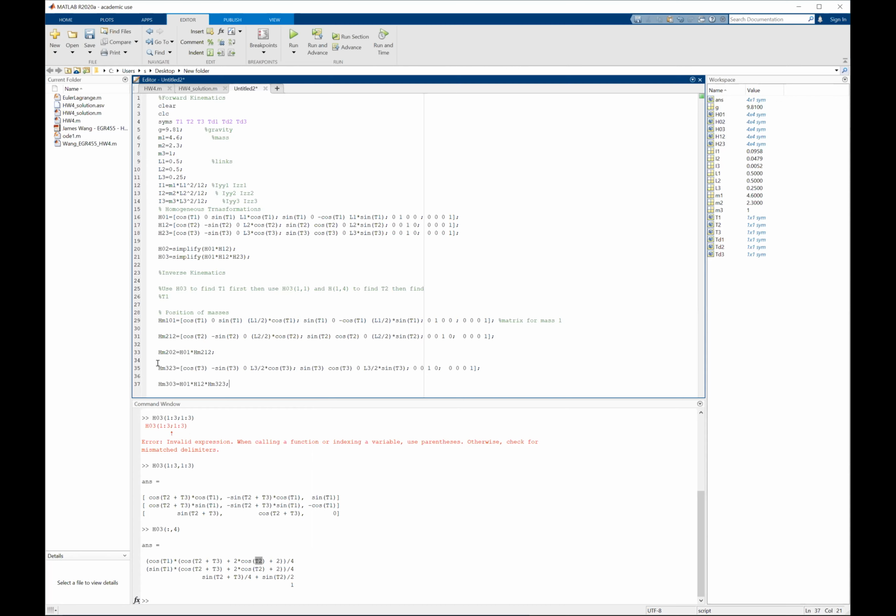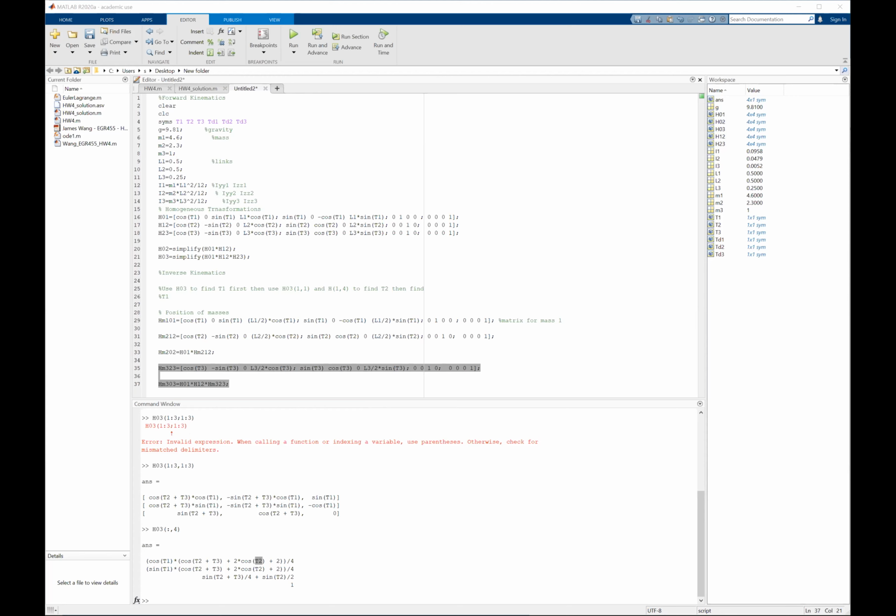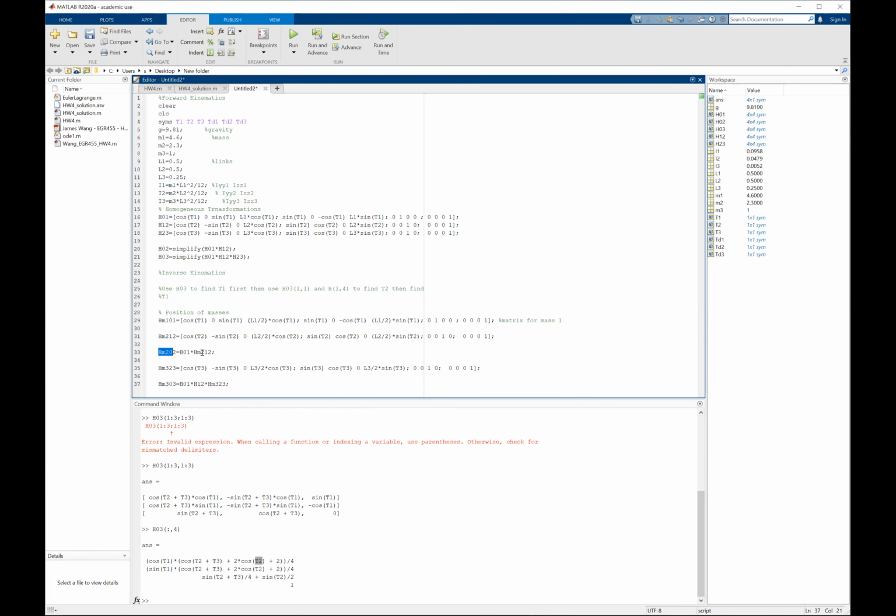And you will have to find out the location of mass M3 with respect to the 0th frame. So the key components here are HM202, because this gives you the homogeneous transformation matrix for mass M2 with respect to the 0th frame, the inertial frame. Another important part is HM101. This gives you the homogeneous transformation of mass M1 with respect to the 0th reference frame.